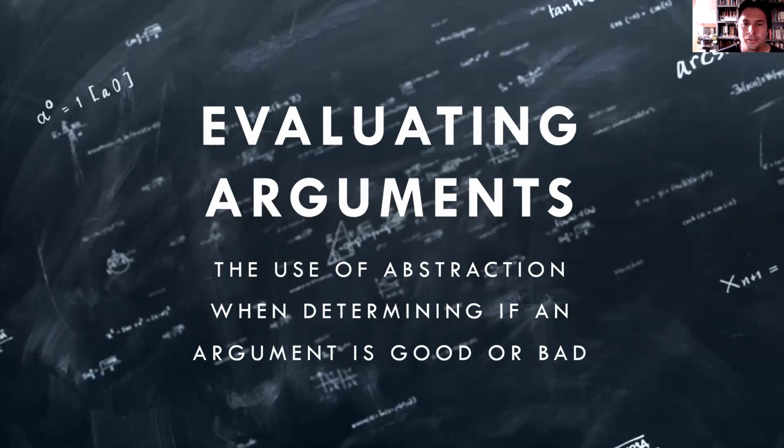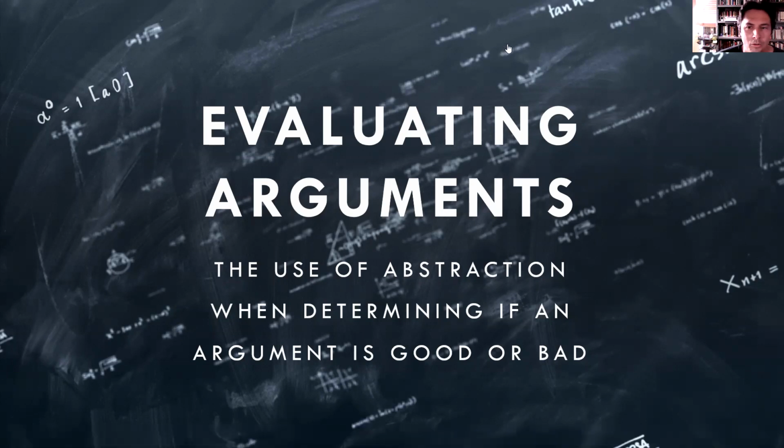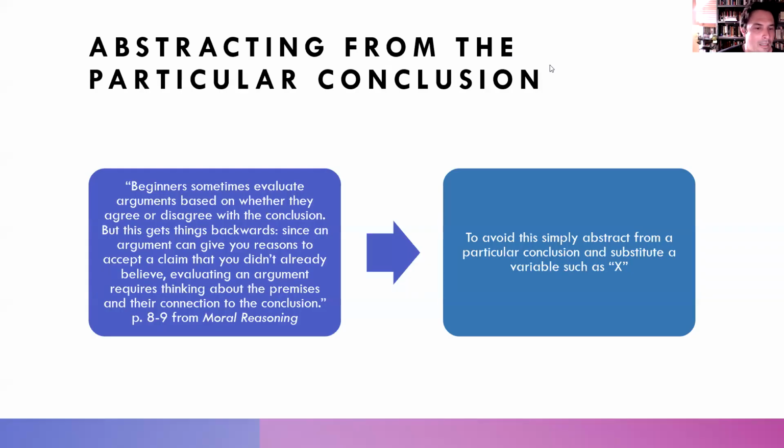Greetings, class. In this brief video, I'm going to be talking about evaluating arguments, and particularly about using abstractions or substituting variables when determining if an argument is good or bad. This relates to a quote in Moral Reasoning by David Morrow.